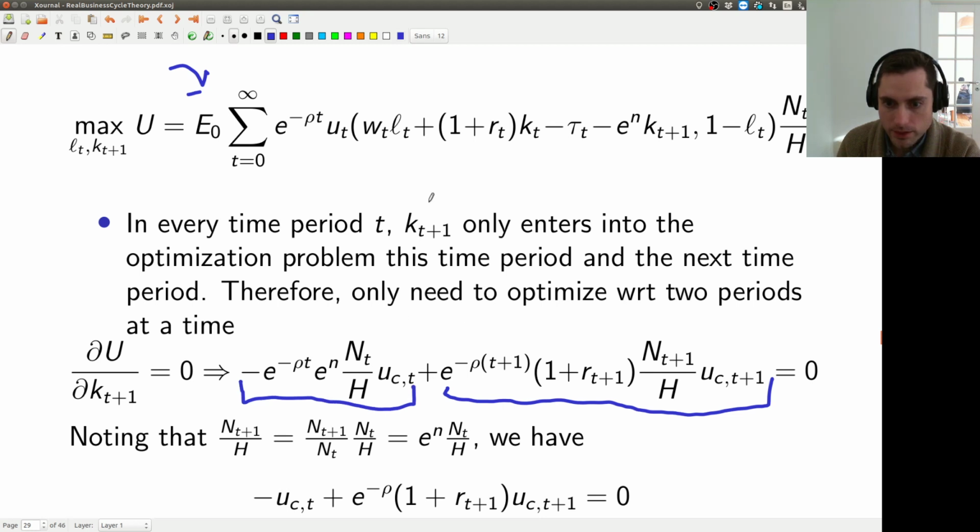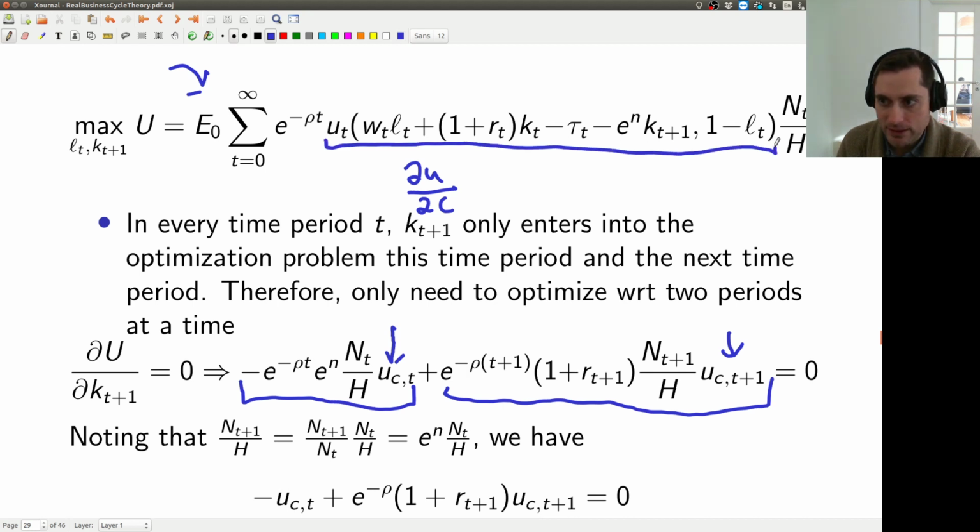All right, and then you'll notice we have this u_{c,t} term here and u_{c,t+1} here. By u_c, what I mean is the derivative of u with respect to c. So the derivative of this term with respect to c. Okay, so anyway, our first order condition is going to be to set this thing equal to 0.